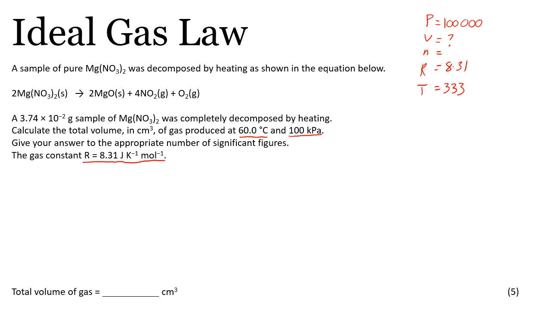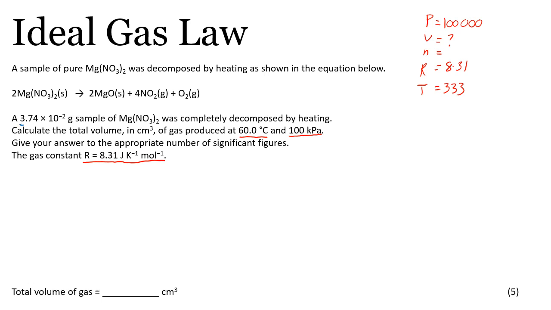Now, we've got these 2 gaps. One for volume, which we know is what we're trying to work out overall, and the other one for number of moles. We can't work out volume unless we know the number of moles. So there must be other information in the question to work out the number of moles. Let's see what other information they've given us.